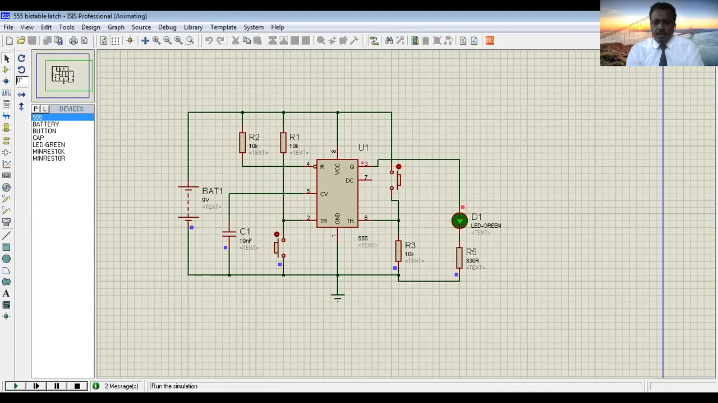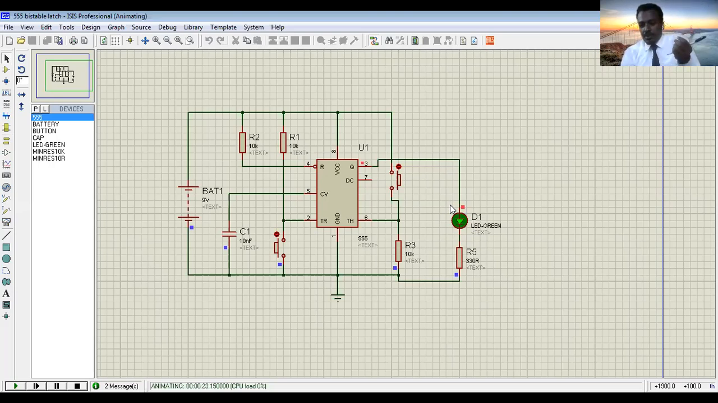Look here. This is bistable mode of this 555 timer. Now the output is on. It does not change. You can see the LED is on, which is connected to pin number 3. Pin number 3 is output. So it is bistable. Bi means 2. If it is on, it remains on.